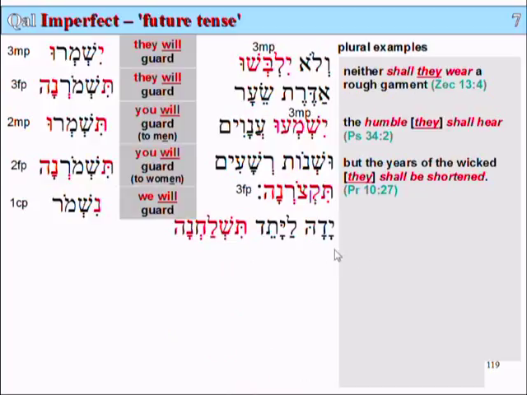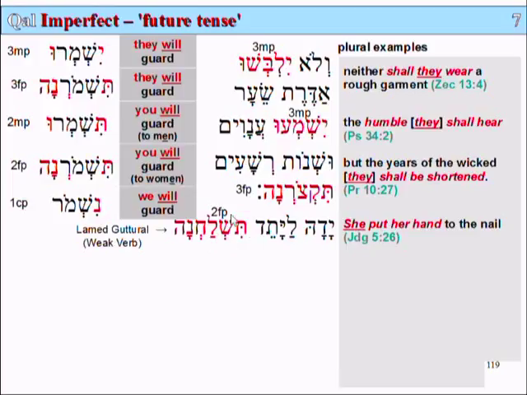Okay, the next example. Yada layatid tishlachna. Her hands, layatid, to the nail. La means to. Yatid is nail. Tishlachna, she will send. It's from Judges chapter 5, about Jael. She put her hand to the nail. Yad is hand, yada is her hand, tishlachna, she will send, or she will put her hand. And that is a third person feminine plural.